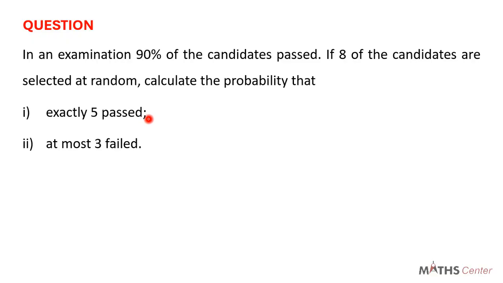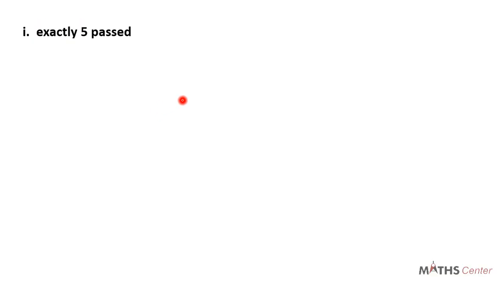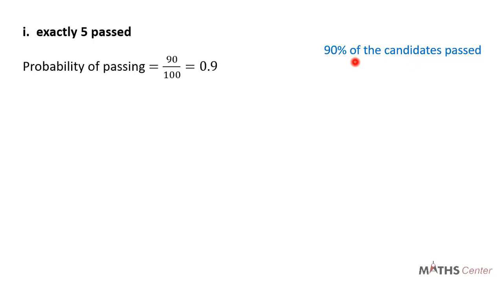Exactly 5 passed. From the question, we are told that 90% of the candidates passed. This means that if you select 100 candidates, 90 of them passed. So the probability of passing will be equal to the number of candidates that passed, which is 90, divided by the number of selected candidates, which is 100. And that gives us 0.9. So the probability of passing is 0.9.